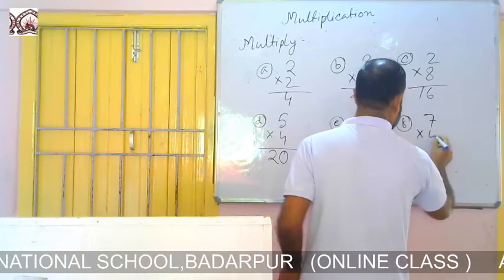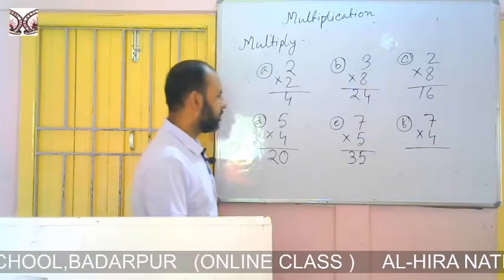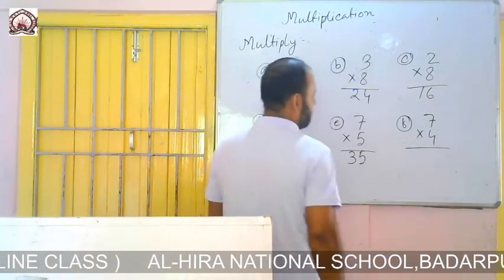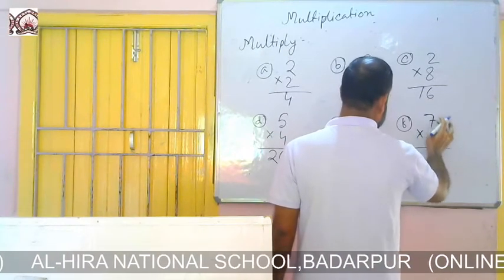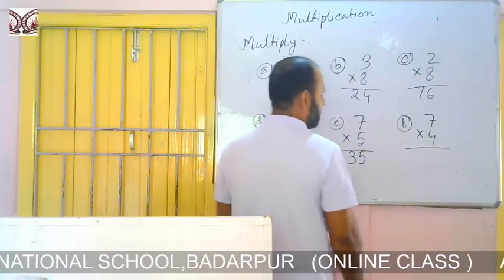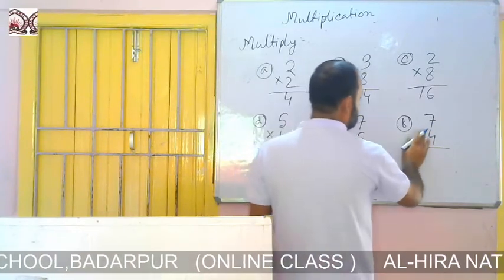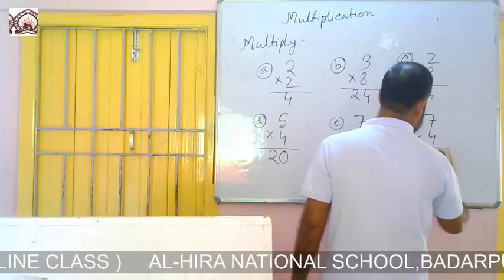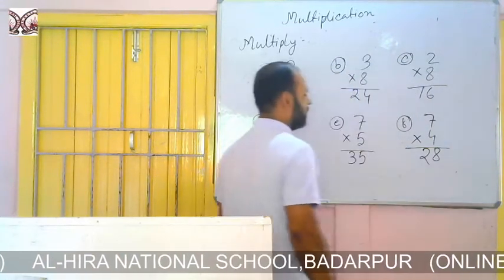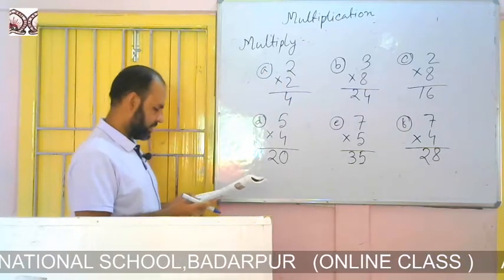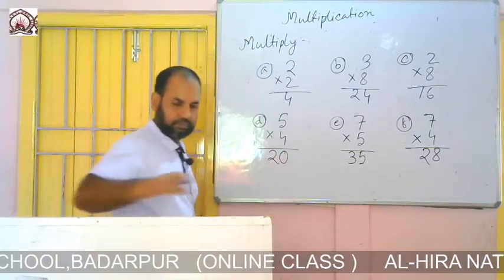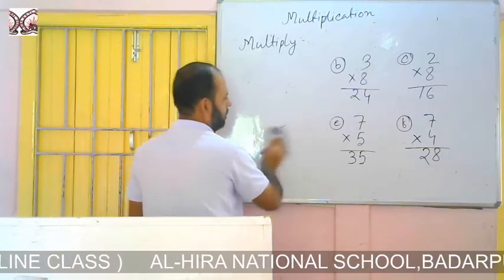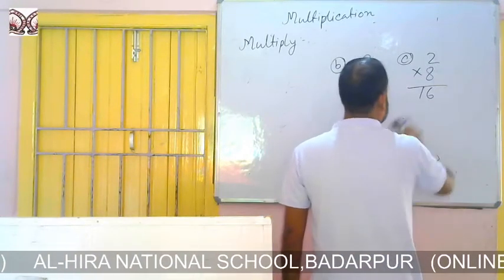Seven into 4. Here if we count table number 4, 4 7s are, or if we count table number 7, then 7 4s are. So 7 1 is 7, 7 2s are 14, 7 3s are 21, 7 4s are 28, and 4 7s are 28. Next, question number G.